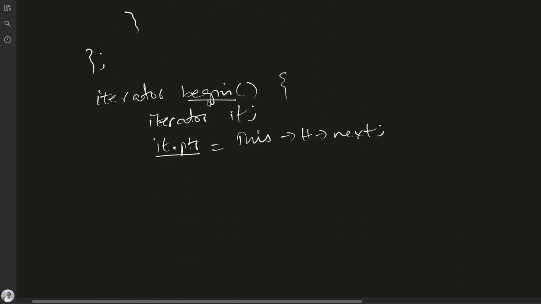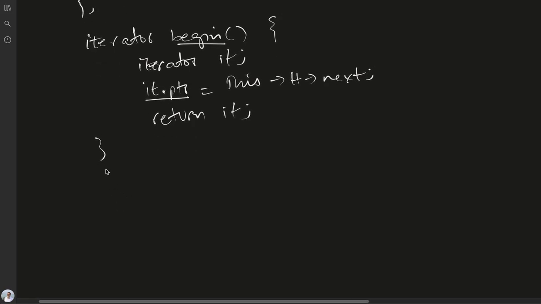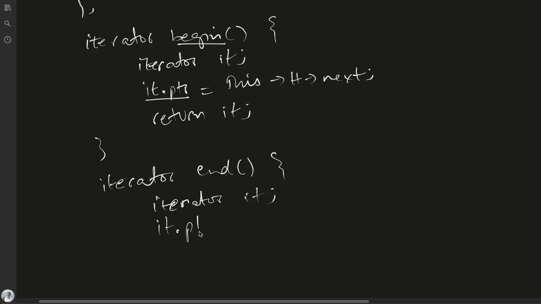So in the begin function we store the address of the first node and we return it, and end function would also be the same. So it would store the address of the node past the last node. We know that after the last node we have the dummy head again. So it would contain iterator it, it.ptr is equal to this dot h. So it is the node which is next to the last node. Return it.